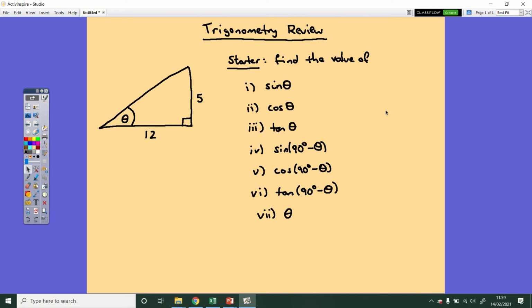So to start with, in the first instance that you'd have seen trigonometry, it would have been in the case of looking at right-angled triangles. So I've got one drawn here as a little starter exercise, and I'd firstly like you to find the value of these 7 things here. That's sine of theta, cos of theta, tan of theta, and then using the same diagram, sine of 90 degrees minus theta, cos of 90 minus theta, tan of 90 minus theta, and then finally theta itself. So if you want to draw the picture in, pause the video, and then in a few moments I'll go through the answers to the first part of the task.